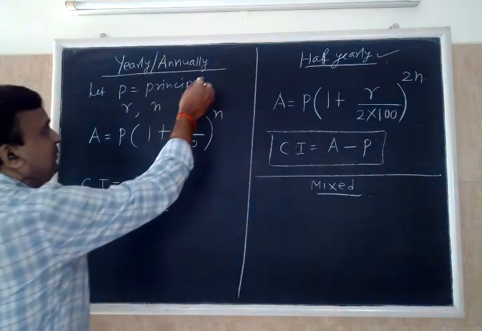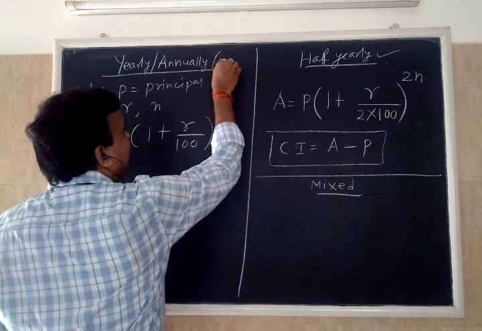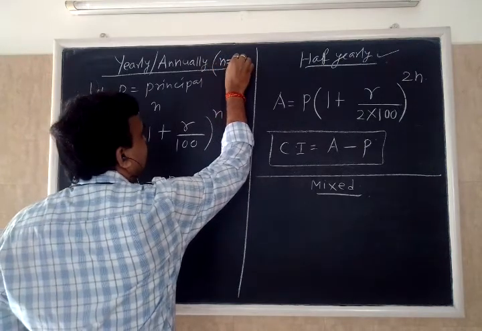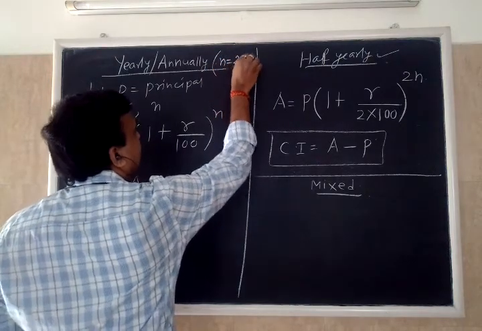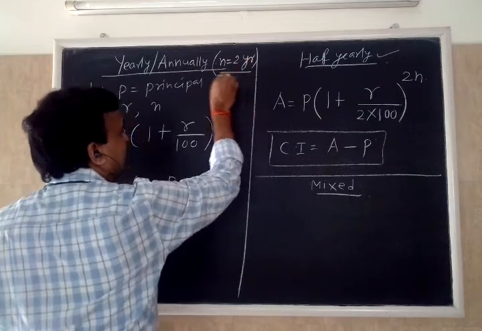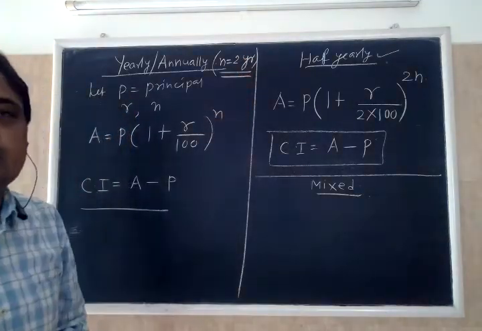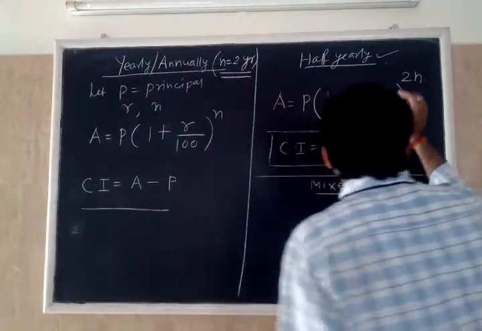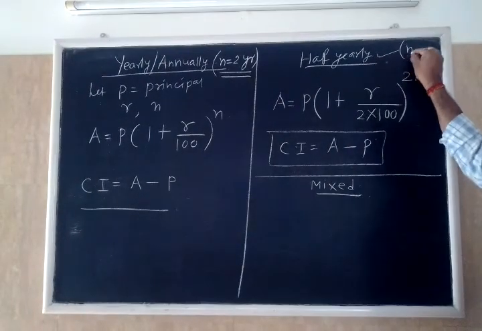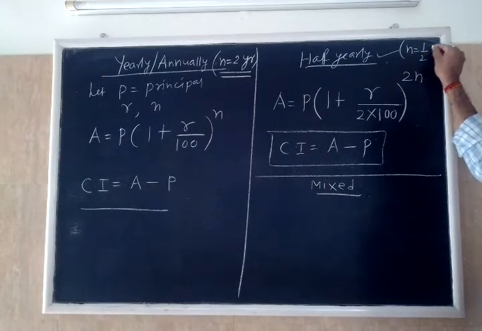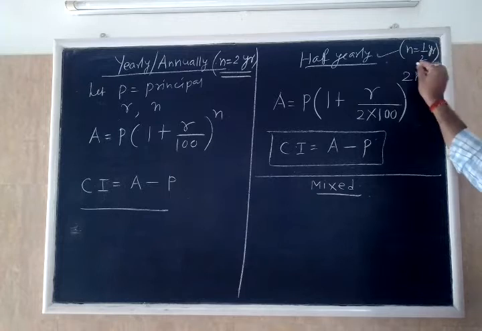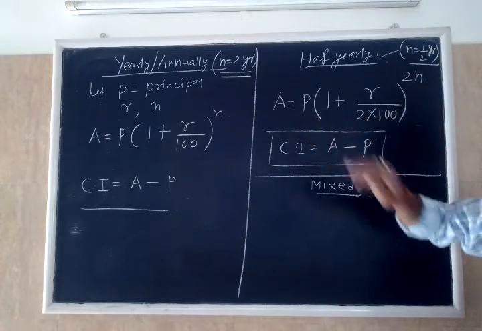For example, yearly means here n is equal to 2 years. So whenever you come across n equal to 2 years, this is a yearly problem. For example, n is 1 by 2 years means it is half yearly. You will apply this formula.